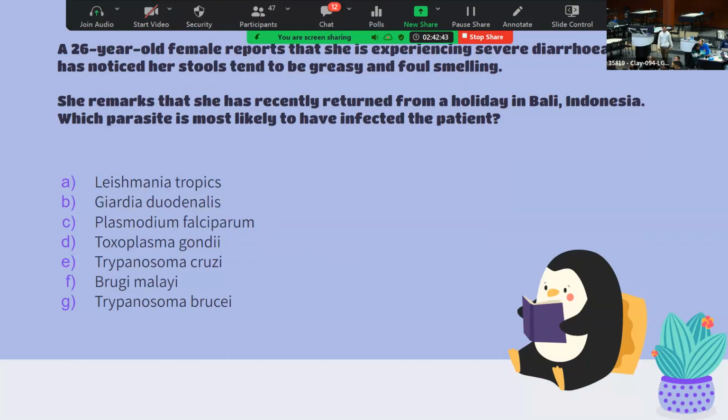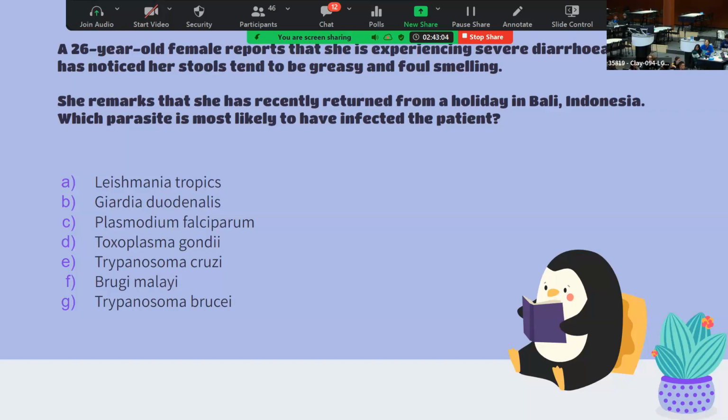All right, next question. It's a long one. Someone is experiencing severe diarrhea and stools are greasy, then foul smelling. She remarks that she recently returned from a holiday in Bali. What is the most likely parasite to have infected the patient? Let's go.